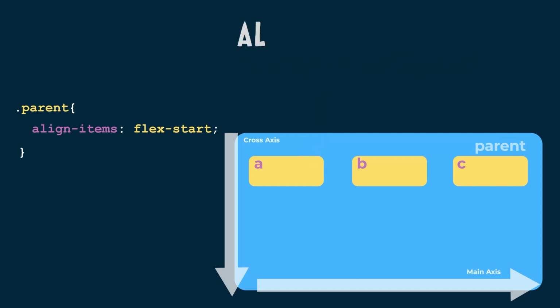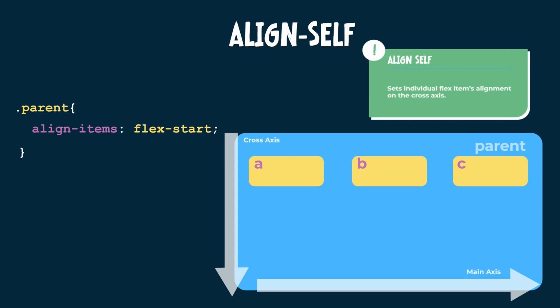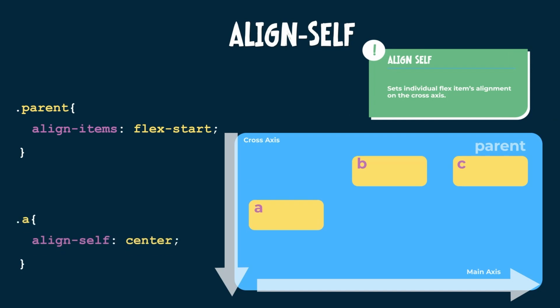For that, we can use the align self property. For example, if we use align items on the parent to push all of our flex items along the cross-axis to the start, but we want child A to be pushed to the center and the rest to remain at the start, we can use the align self property on child A and set it to center. The possible values the align self property can have are therefore the same as all the possible values the align items property can have.